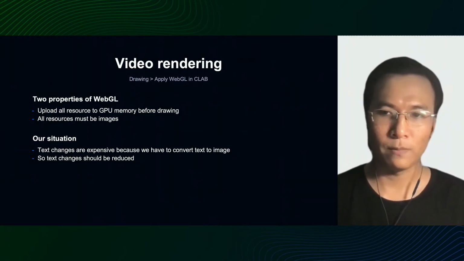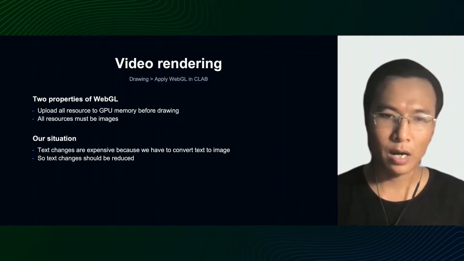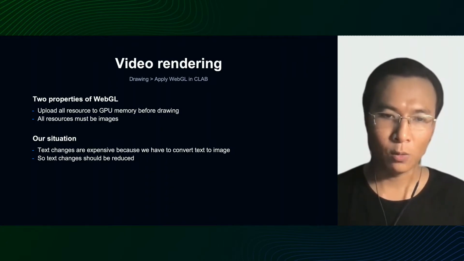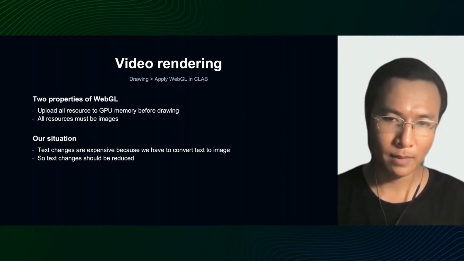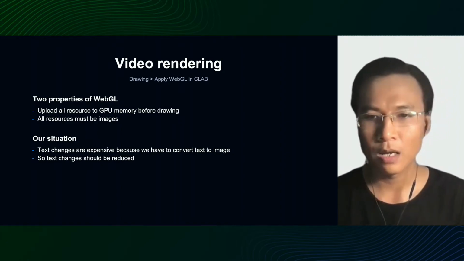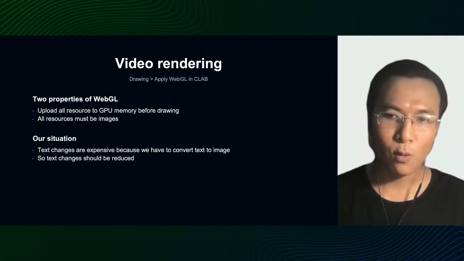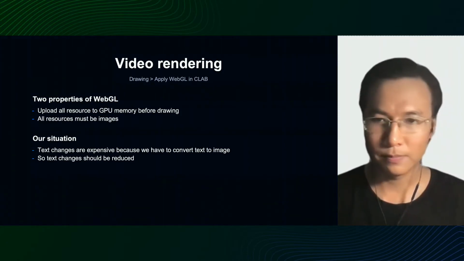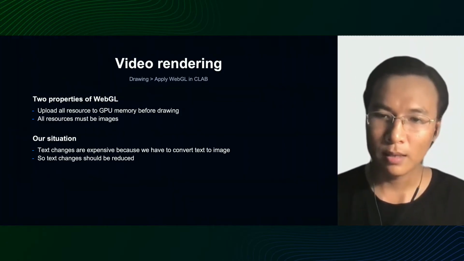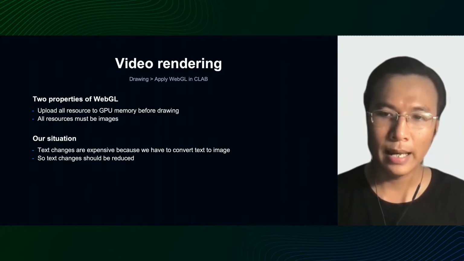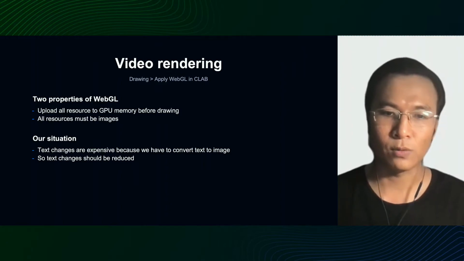Why using WebGL? There are two properties that we have to notice. Always upload all resources to GPU memory before drawing. And all resources must be images. Among layers, text itself is not an image. We therefore had to find a way to convert text layer to image before the uploading process happens. The method that we chose was drawing text to canvas with the correct format and then get back the image as resource.